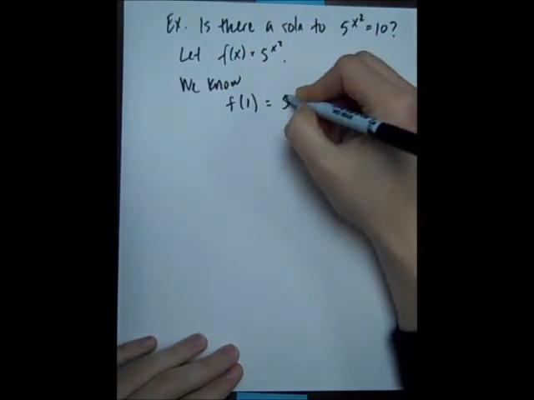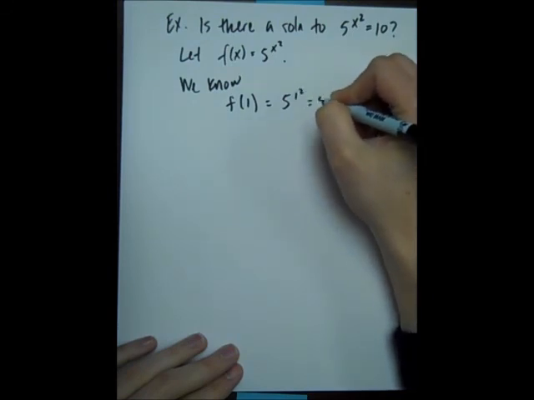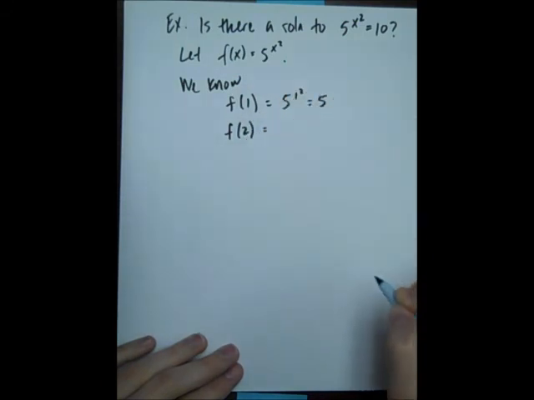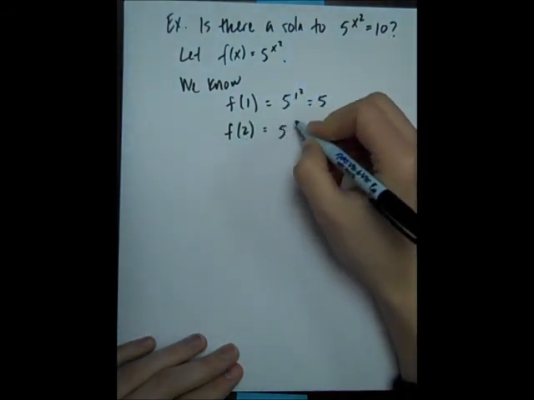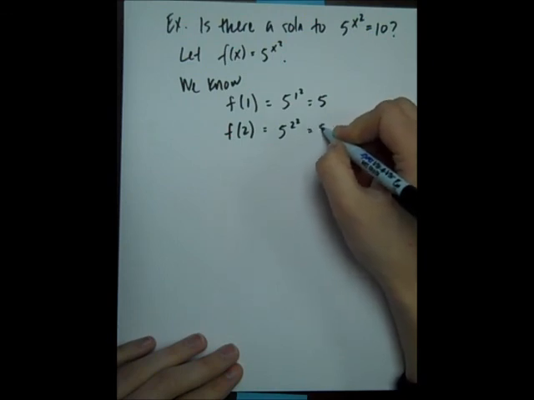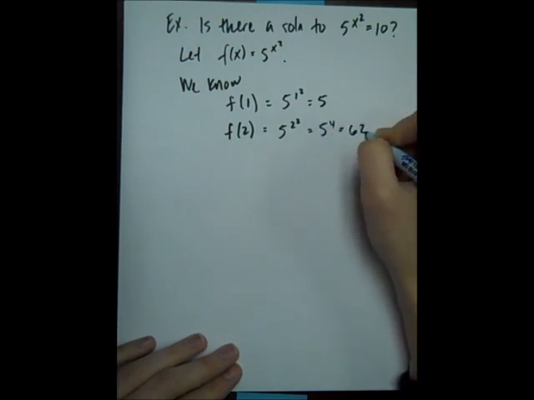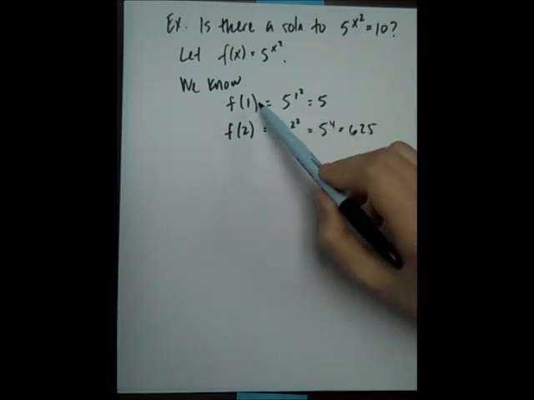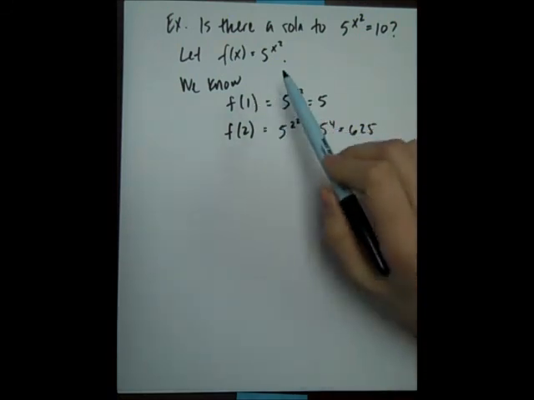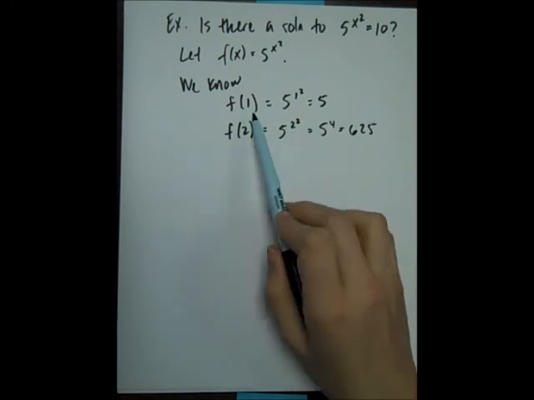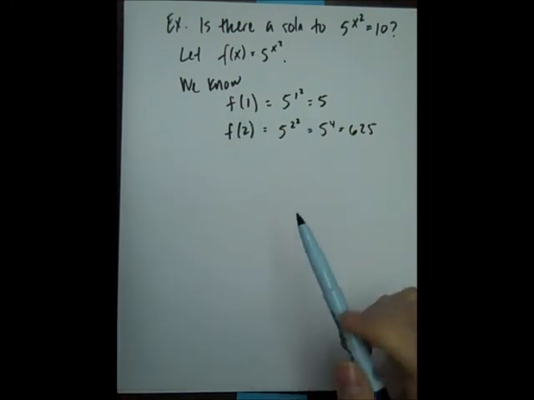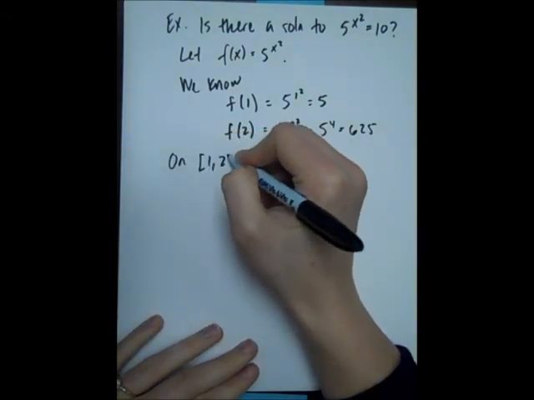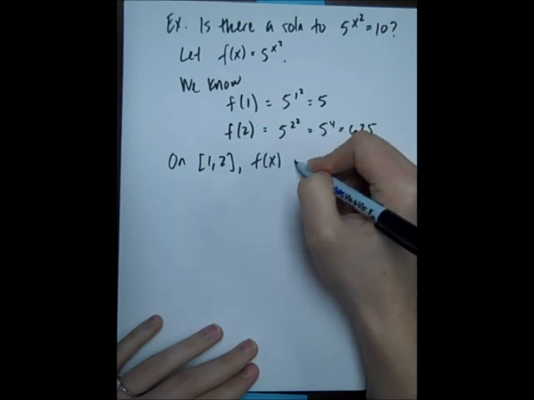What is f of 1? F of 1 is 5 to the 1 squared, which is 5. We also know what f of 2 is. F of 2 is 5 to the 2 squared, which is 5 to the 4th, which is 625. Right, so we know that on the interval from 1 to 2, f of x is continuous. I also know that f of 1 is 5, f of 2 is 625. So let's write all that down. So on the interval from 1 to 2, f of x is continuous.